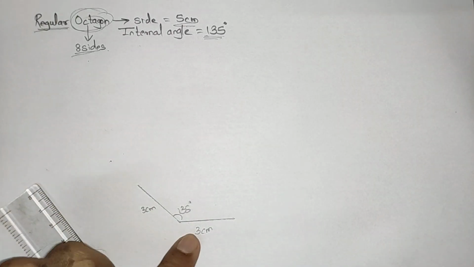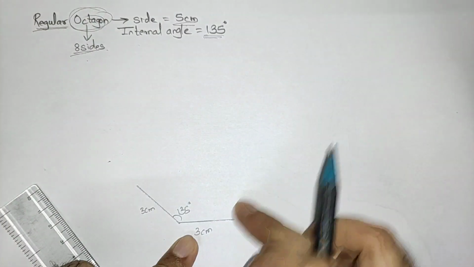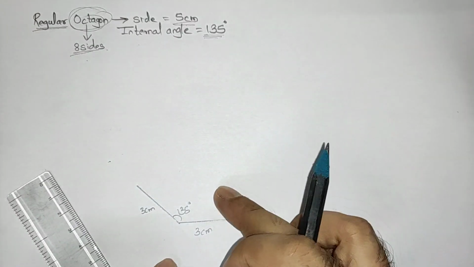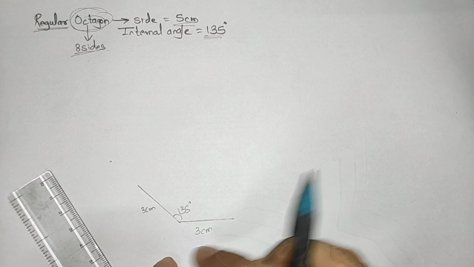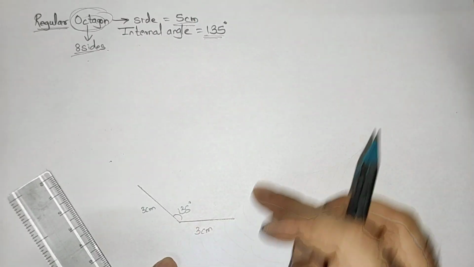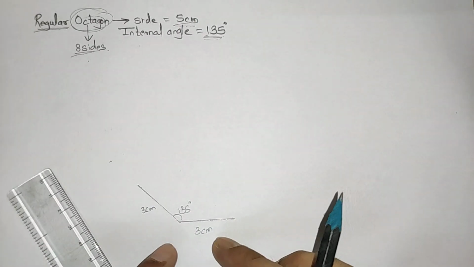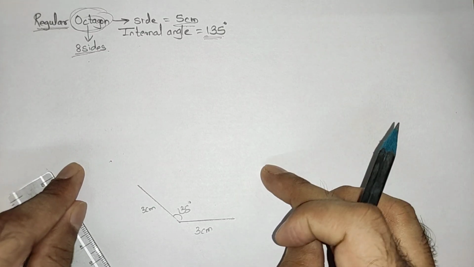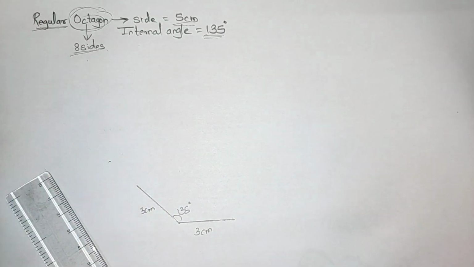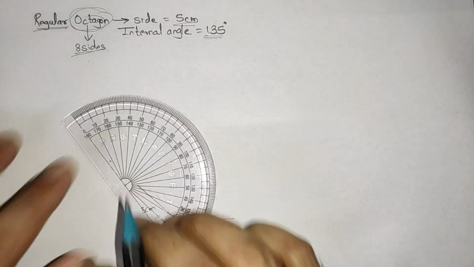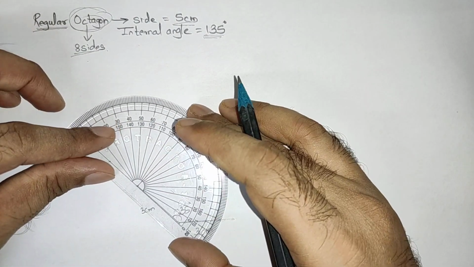Now repeat this procedure until we get all the 8 sides. You can do this anti-clockwise, or clockwise, or do one by one on the left, one on the right, one on the left, one on the right. It's up to you. Okay, repeat the same thing over here. Place a protractor.